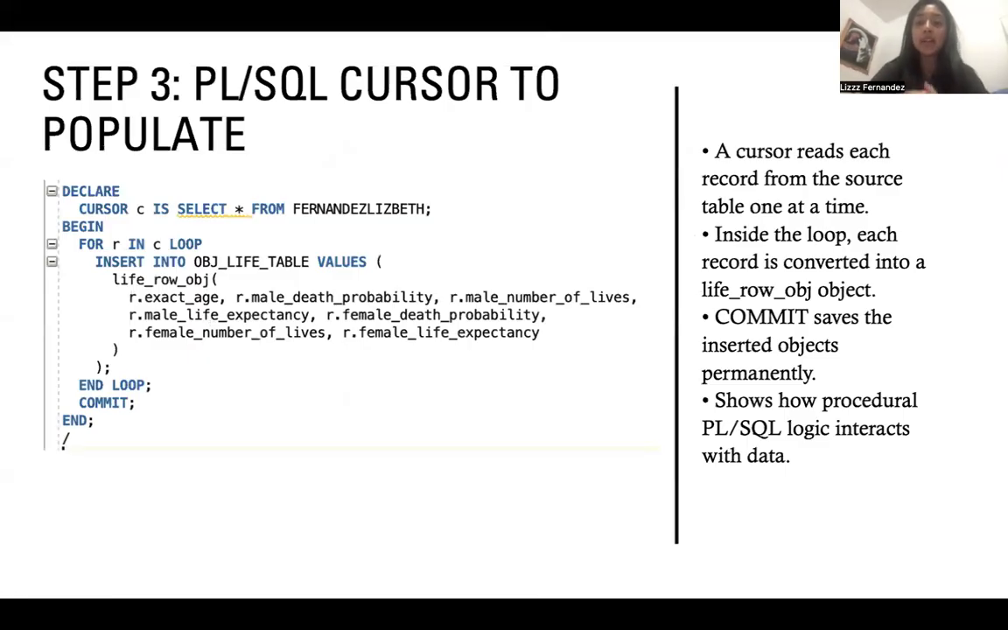To copy data from my original table into the object table, I use a PL/SQL block with a cursor. The cursor loops through each record from the table Fernandez Lizbeth, the original table, creates a new object using life_row_objective and inserts it into object_life_table. Finally, I committed the transactions to make changes permanent. This process ensured that every row from the original table was represented as a complete object.